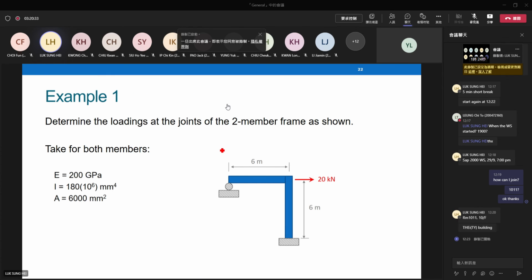Well, I don't think I have time to complete the whole example. So maybe next time we can start from example 1 and then complete this chapter.